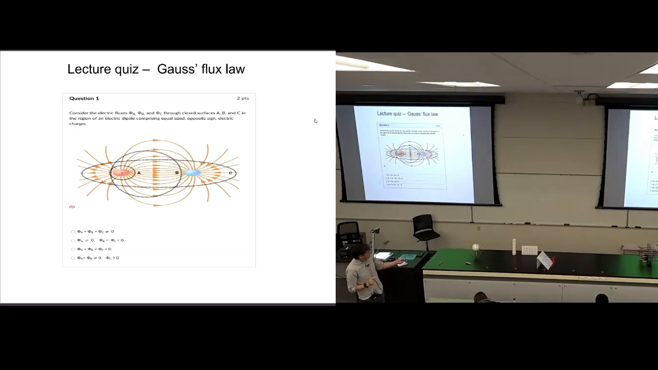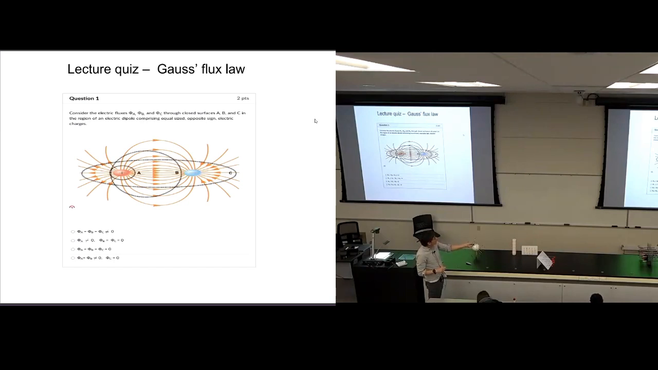Surface A has a positive charge inside it, and so there will be a positive flux through A. So that is a non-zero positive flux.